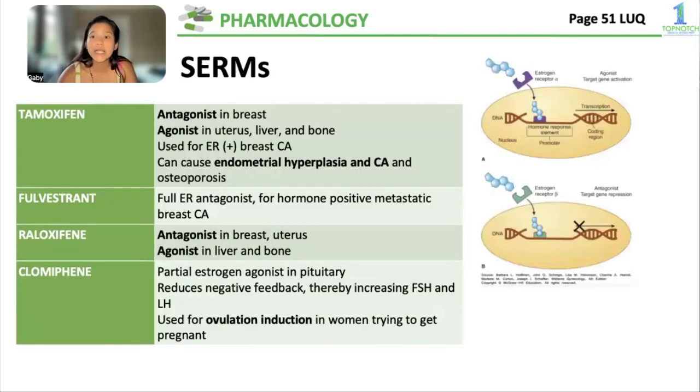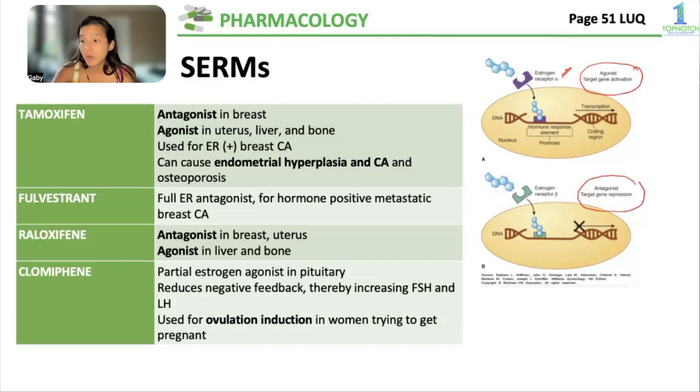So siguro yung pinaka significant or pinaka important in the discussion of pharmacology is your SERMs, or your selective estrogen receptor modulators. Okay, so we have several different SERMs, but what do they do essentially? So what they do is they can either act as an agonist or an antagonist depending on the tissue which they attach to. So for example, if you have an estrogen receptor, they can either cause target gene activation or they can cause target gene repression, depending on the different tissues.